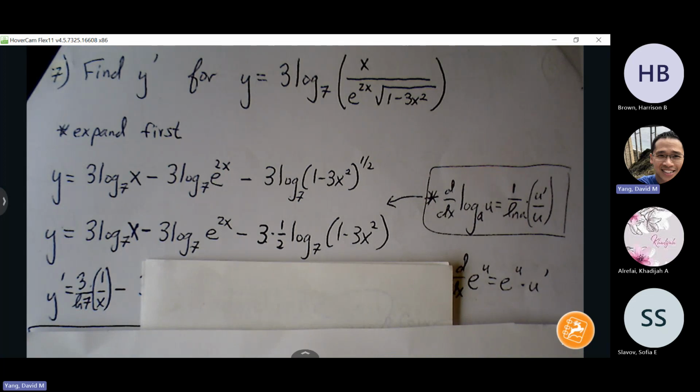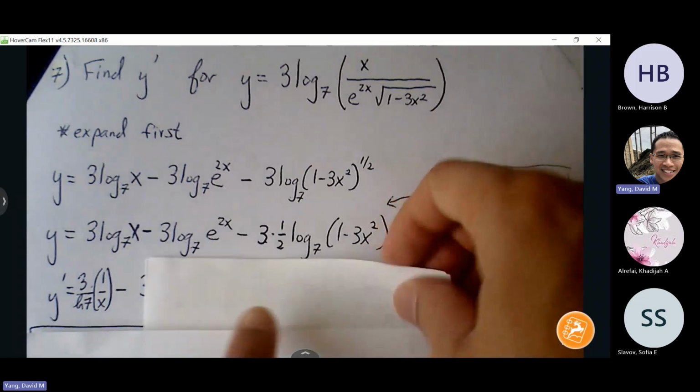What about 3 log base 7 of e to the 2x? 3 stays. Then 1 over natural log of 7. Now u prime over u, right? So u prime is asking for the derivative of e to the 2x. What's the derivative of e to the 2x? e to the u times u prime, which would be e to the 2x times 2. So e to the 2x times 2 will go in this space, divided by e to the 2x.